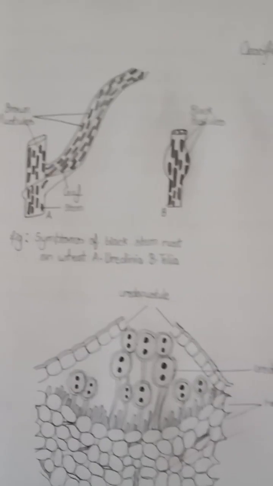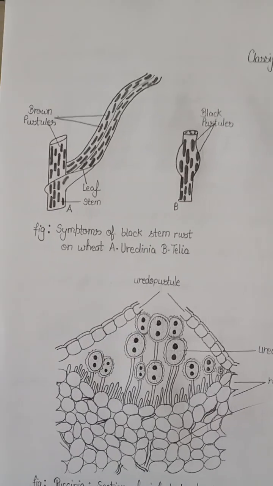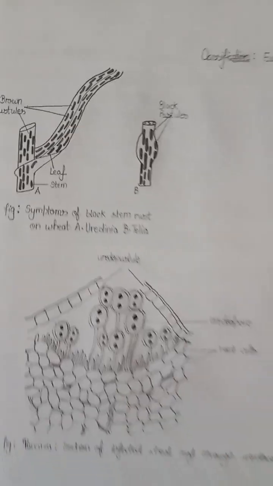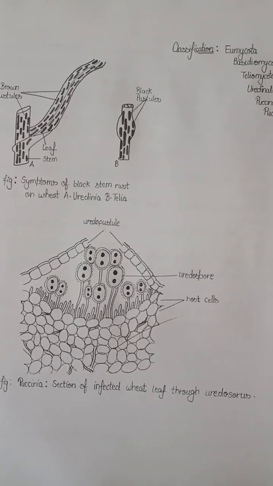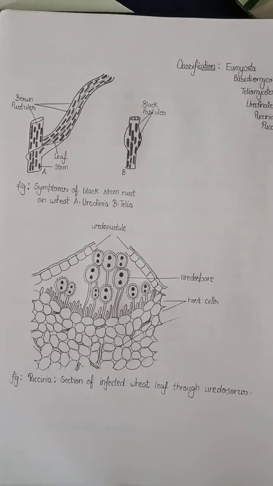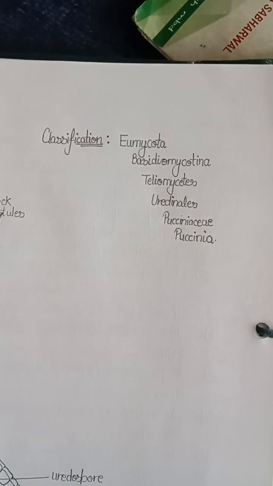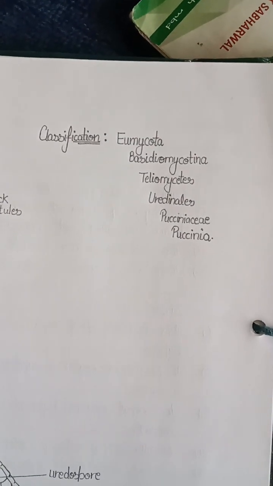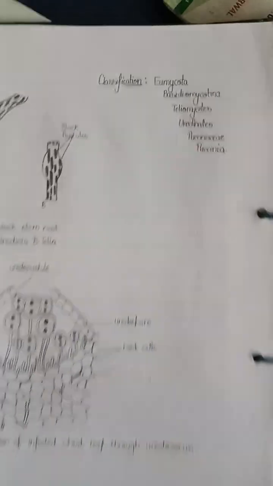Symptoms of black stem rust on wheat, uredinia and telia. Puccinia section of infected wheat leaf through uredosorus. Classification of Puccinia is Eumycota, Basidiomycotina, Teliomycetes, Uredinales, Pucciniaceae and Puccinia.